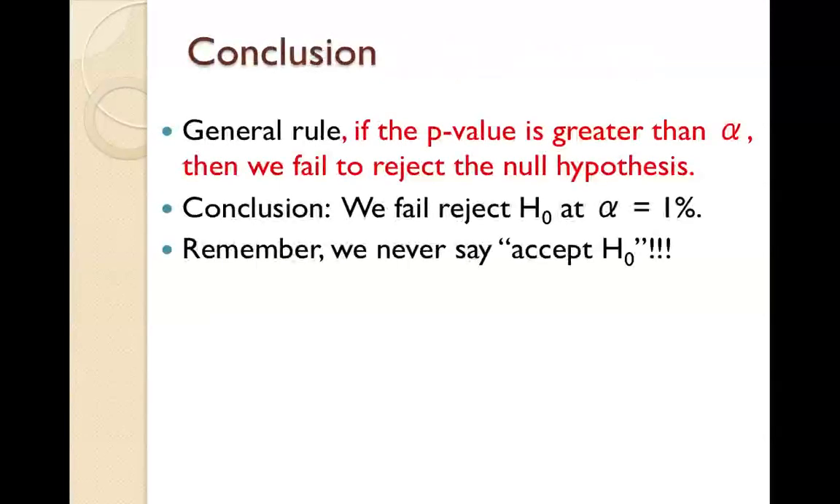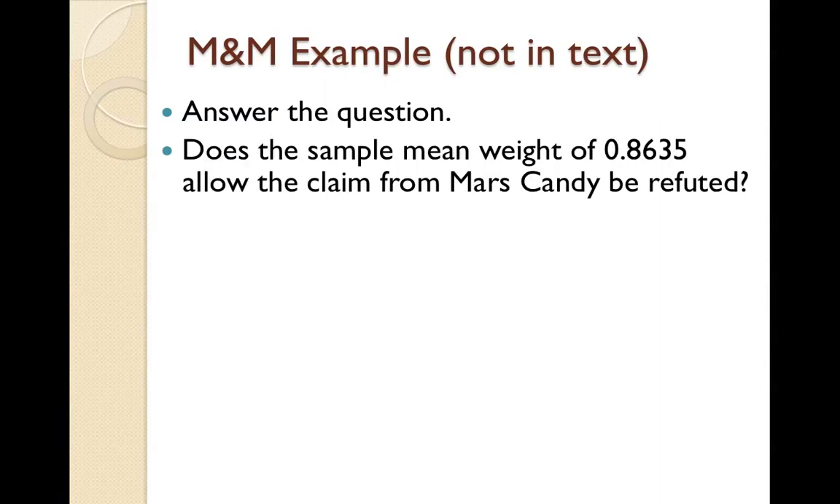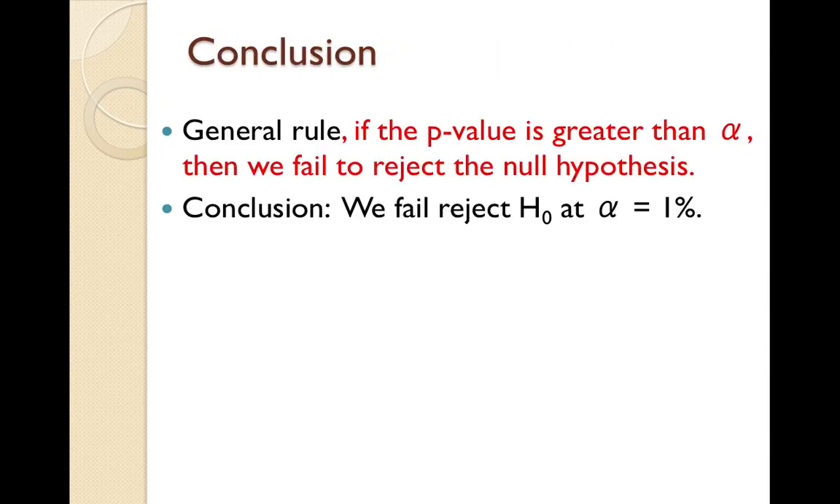Okay, so the last part is to look at the question that was stated in the original problem. Does the sample mean weight of 0.8635 allow the claim from Mars Candy to be refuted? Okay, so the claim from Mars Candy was that the population mean was 0.8635. After our hypothesis test, can we refute that claim? And the answer is no. The sample mean of 0.8635, I'm sorry, I stated that incorrectly. Originally, let's go back a second.